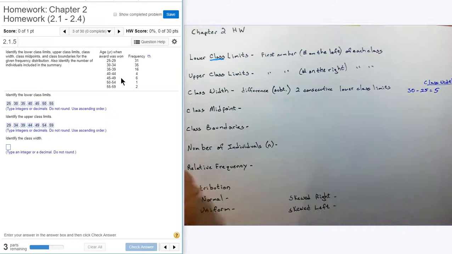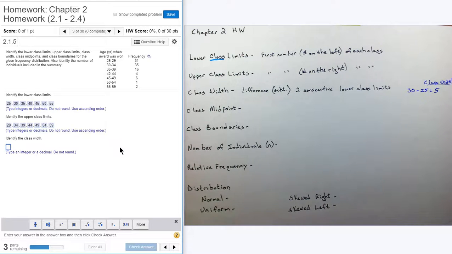Now, if you want to pause the video and just start looking at all your numbers through there, everything's matched up by 5. There's 5 values in each class. So 25, 26, 27, 28, 29. There's 5 values there. There's 5 that separate the lower class limits from each other, and there's 5 that separate the upper class limits. So once you find the class width, it really helps for you to be able to set everything else up.